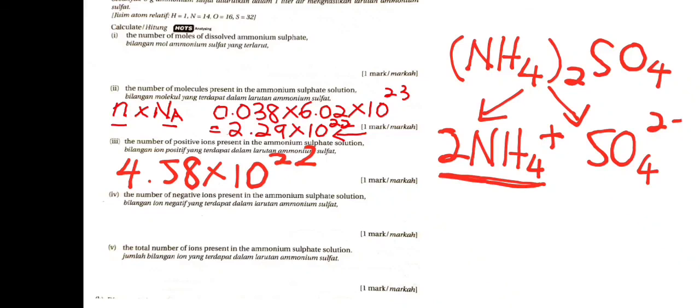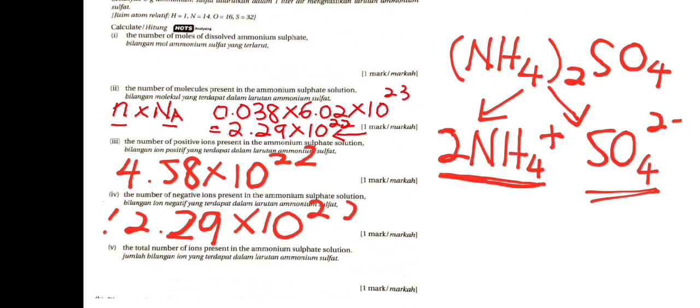Okay, question number 4 is the same with question number 3, but for question number 4, we want to find the number of negative ion in the ammonium sulfate solution. So here, because the negative ion here, sulfate ion, is only 1 mole, so we just times the number of mole with the Avogadro constant. So we will get the same answer with the number of molecule, 2.29 times 10 to the power of 22. Okay, itu jawapan untuk negative ion.